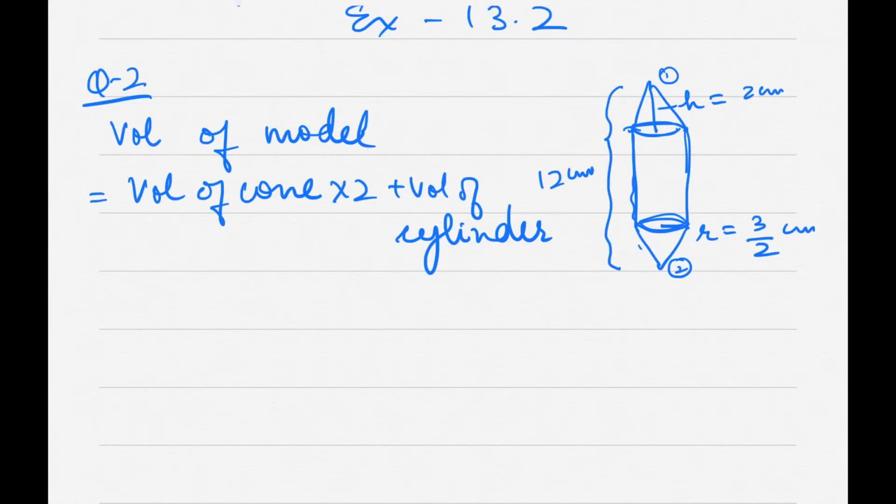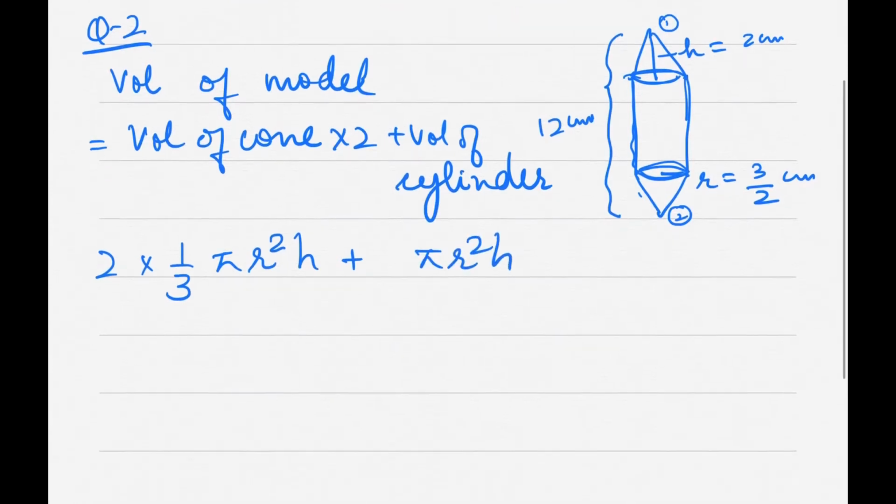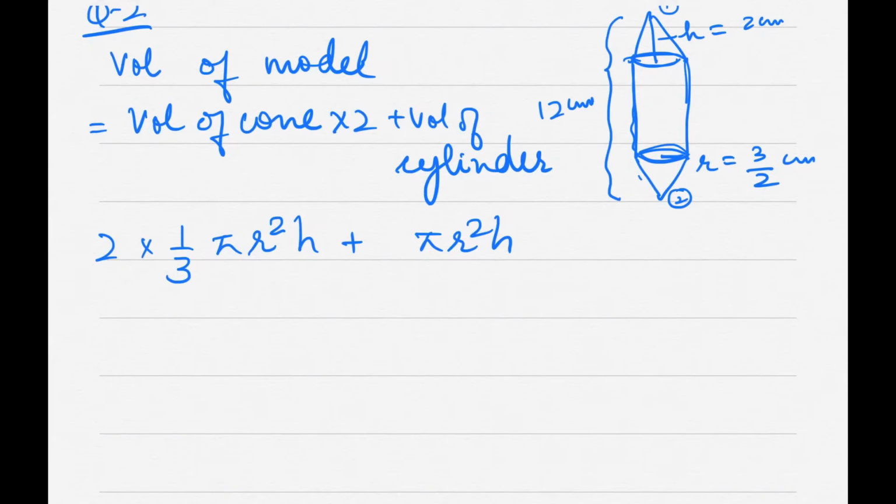what is the formula for volume of cone? 1 by 3 pi r square h, plus into 2. Okay, volume of cylinder is equal to, volume of cylinder is pi r square h. Okay, so now pi is common, and okay, heights are different for this.